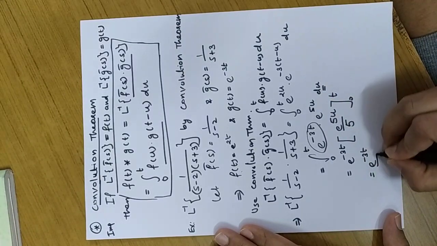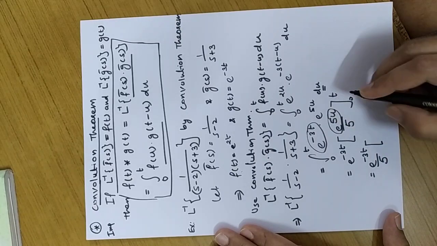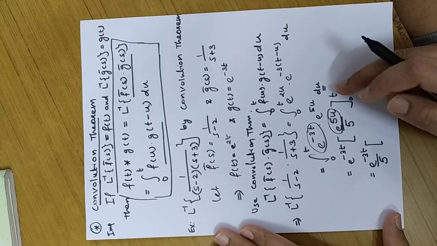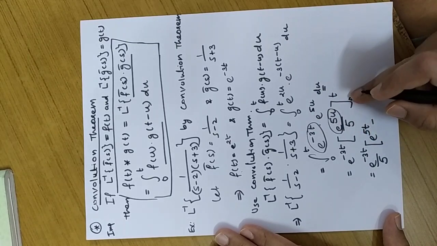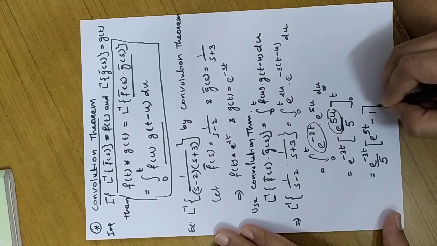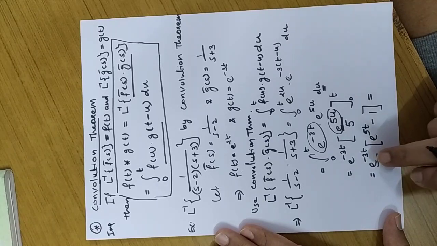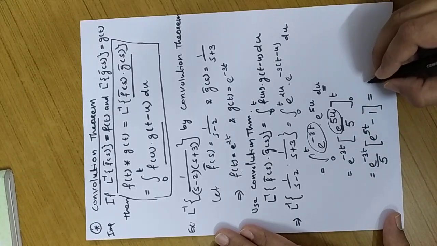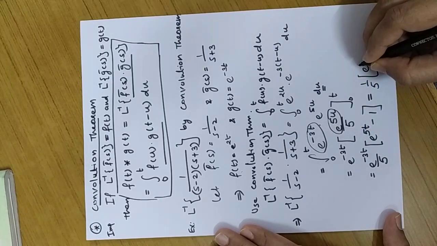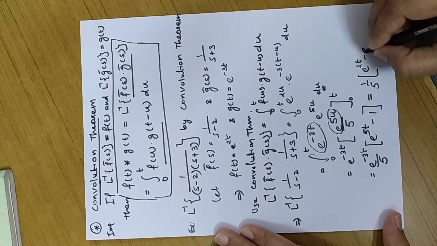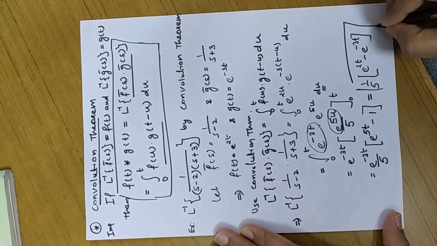e raised to minus 3t by 5, and replace u by t and u by 0. Now we are putting the upper limit, so e raised to 5t minus e raised to 0, which is 1. You can simplify further by multiplying by e raised to minus 3t. So 1 by 5 constant, e raised to 2t minus e raised to minus 3t. Okay, this is the final answer.